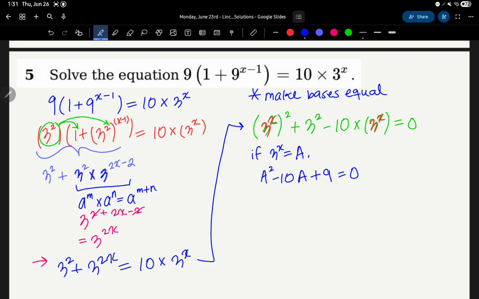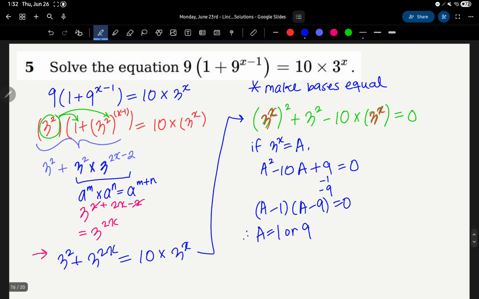So if I rewrite that, it's going to look like this. So what do I do? I'm going to solve it like I always do. I get the factors and I get the values of a. They're going to be a is equal to either 1 or 9. Yeah, so we don't stop here though, right? Because we set the a value as 3 to the power of x, we're going to switch it back. 3 to the power of x is going to be either 1, or 3 to the power of x is going to be 9. So just think about it.